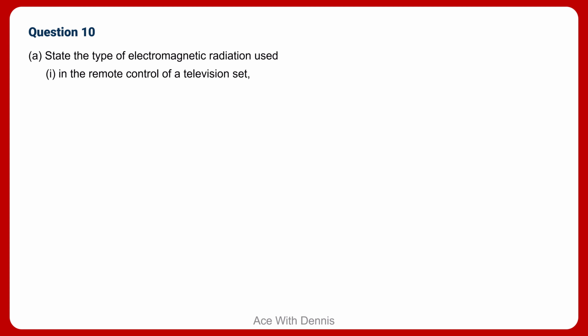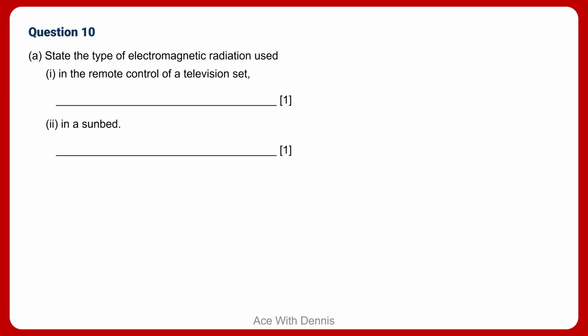Question 10. A. State the type of electromagnetic radiation used: 1. In a remote control of a television set, 1 mark. 2. In a sunbathe, 1 mark. Okay, so this is a very textbook-based question. I hope you already know the answer. So number 1, infrared is used in remote control, and for sunbathe, remember it is used to tan our skin, so ultraviolet can be used to tan our skin, hence the answer is ultraviolet.